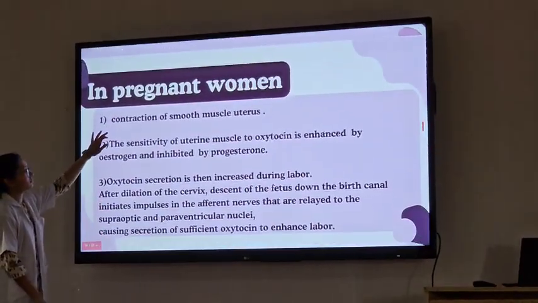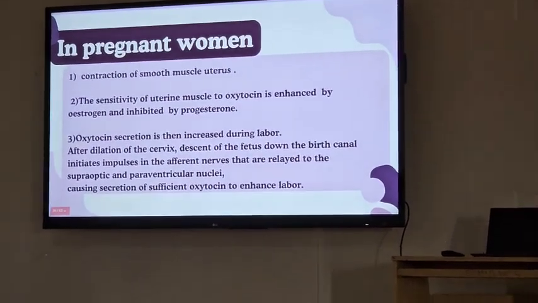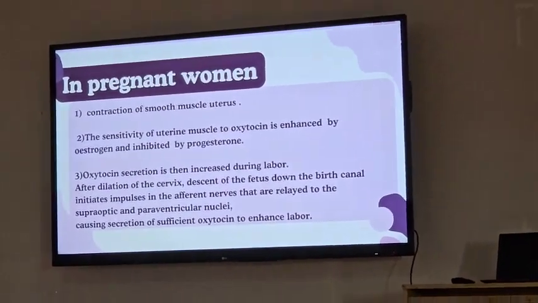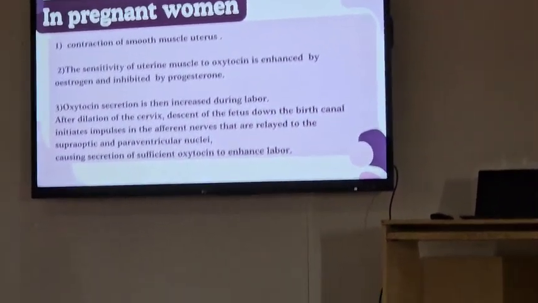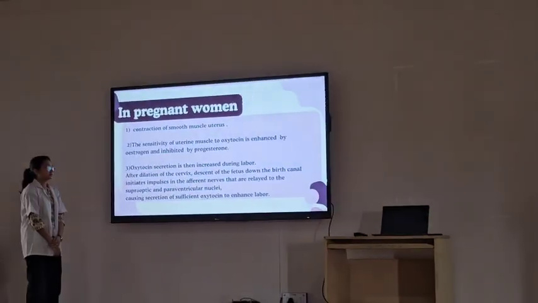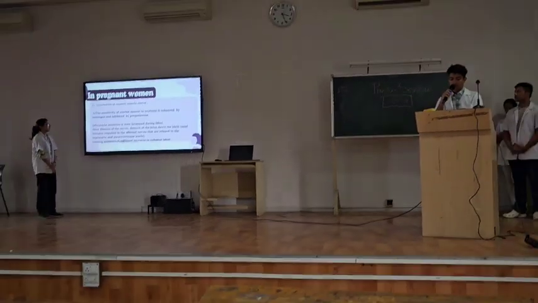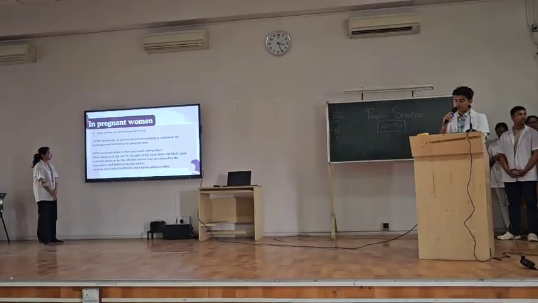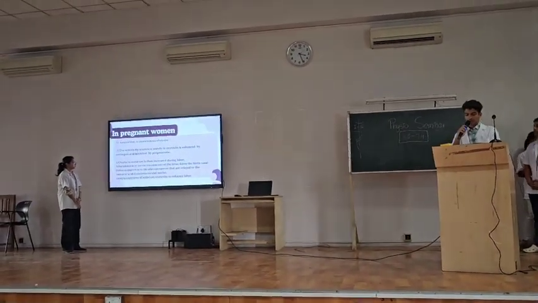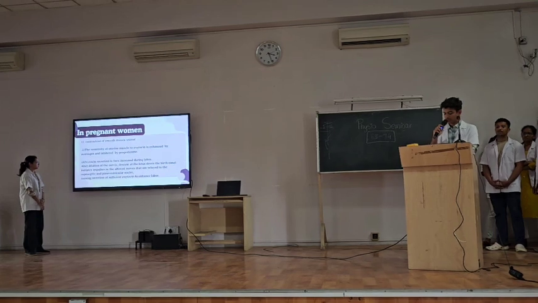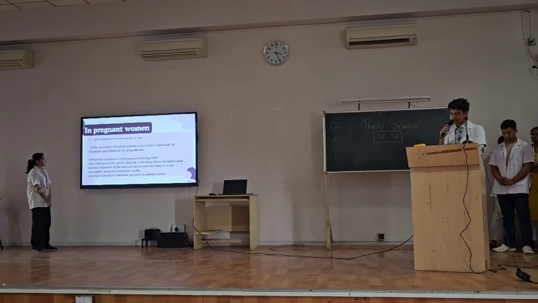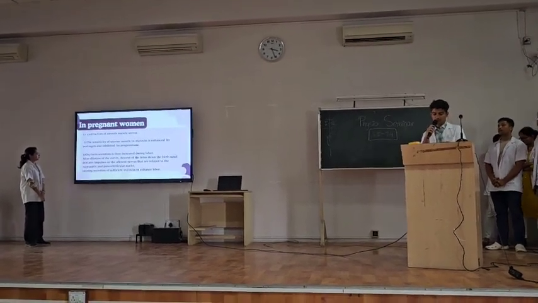Now, in the case of a pregnant woman, the function of oxytocin is contraction of smooth muscle in the uterus. After dilation of the cervix, descent of the fetus takes place, which in turn initiates sensory impulses from afferent nerve fibers to the supraoptic and paraventricular nuclei present in the hypothalamus, which leads to secretion of a sufficient amount of oxytocin.